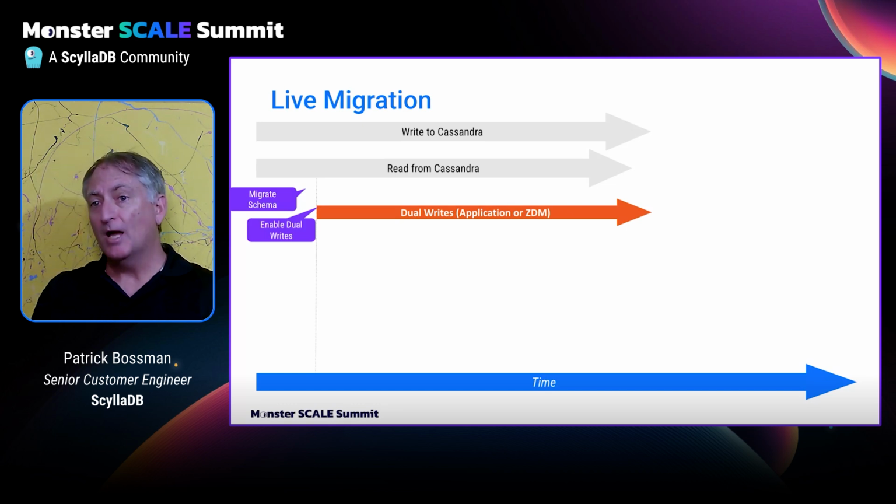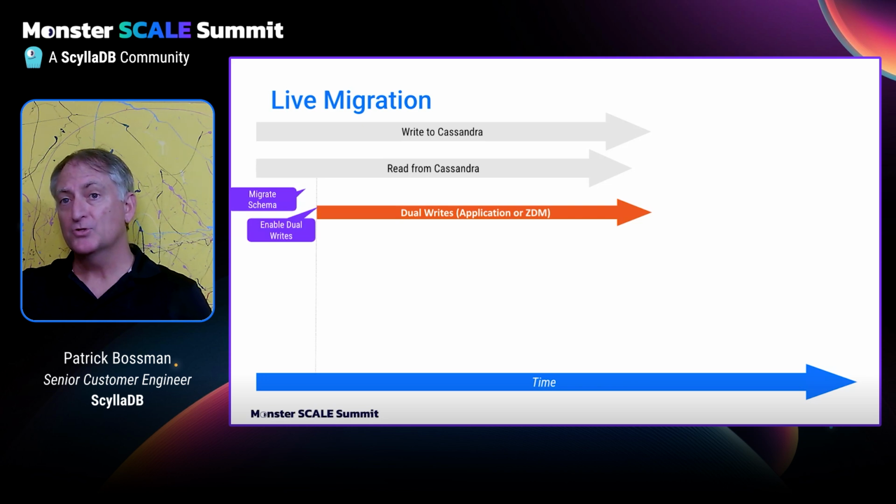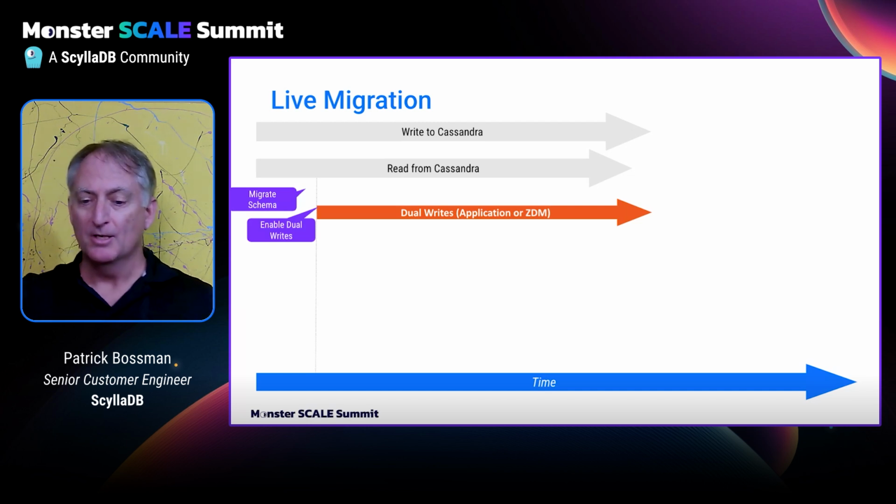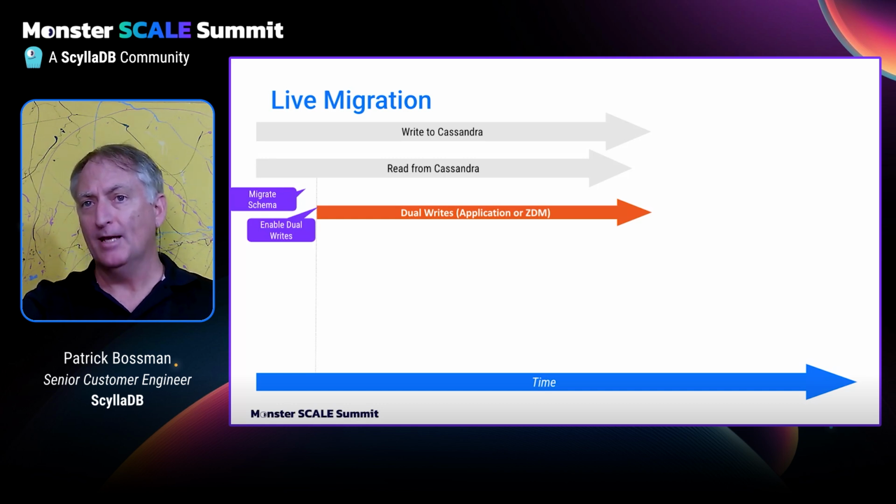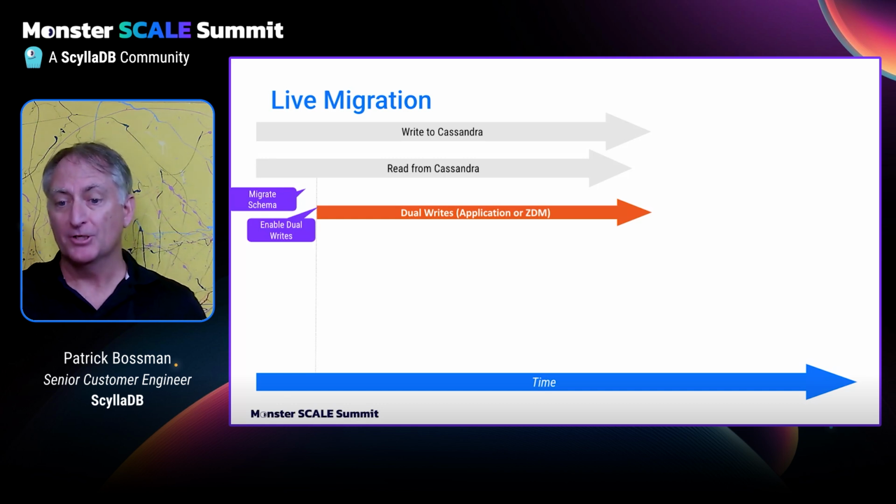You can either modify your application to do those dual writes directly to both databases, and a lot of customers choose to do that. The other option is using the ZDM proxy, where you would point your application to the ZDM proxy, and it would send the writes to the original source database and the target database. That makes it a seamless way, from an application perspective, to achieve dual writes without changing your application.